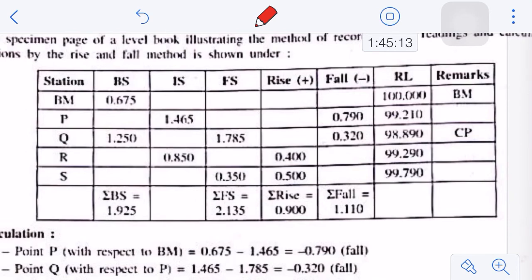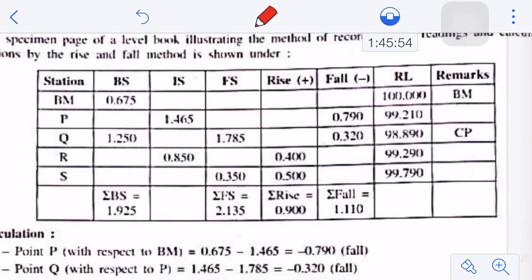What does it mean? As I said, leveling staffs are graduated from bottom to top, so 0 would come at the bottom and the maximum reading will come at the top. So if your reading is more, that indicates a fall. If you are reading, let's say, 4 for the first station and 6 for the next station, that means your leveling staff is going further below from station 1. That's why you are reading a larger value here. That's why 1.465 from 0.675 indicates a fall, and a fall is always considered negative.